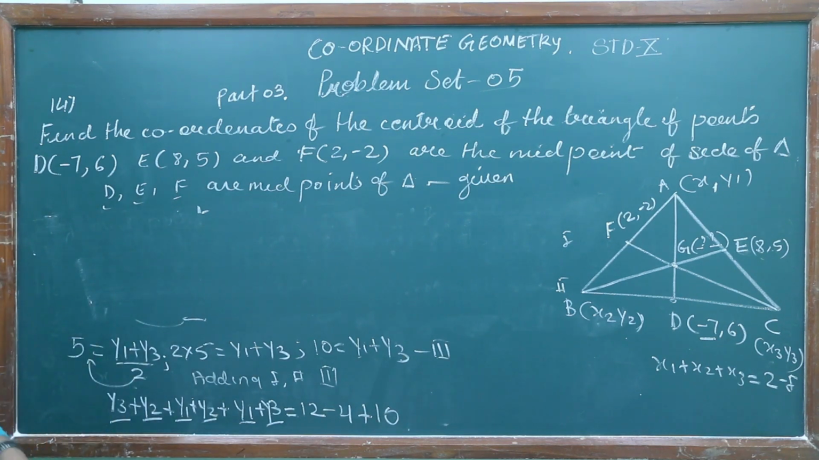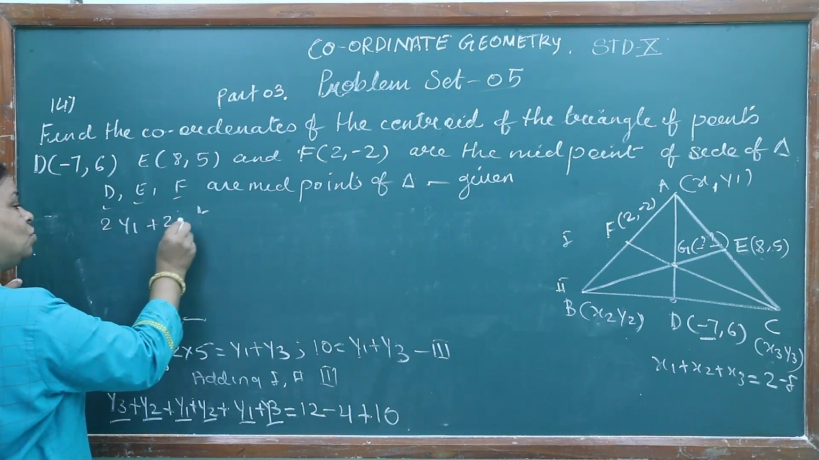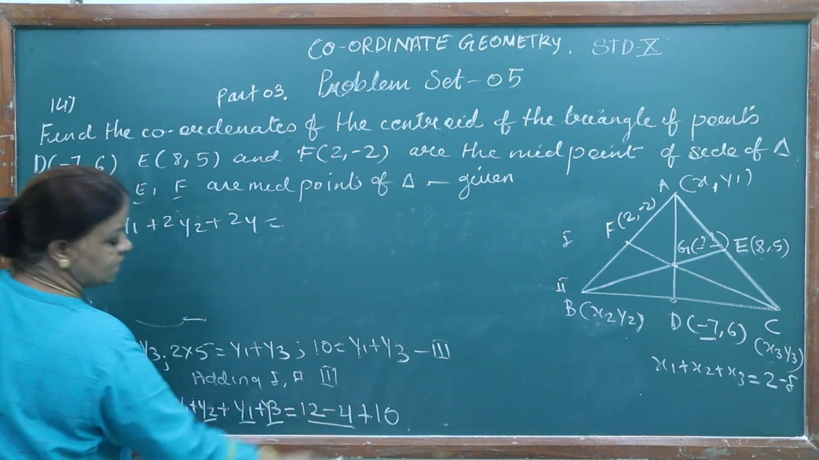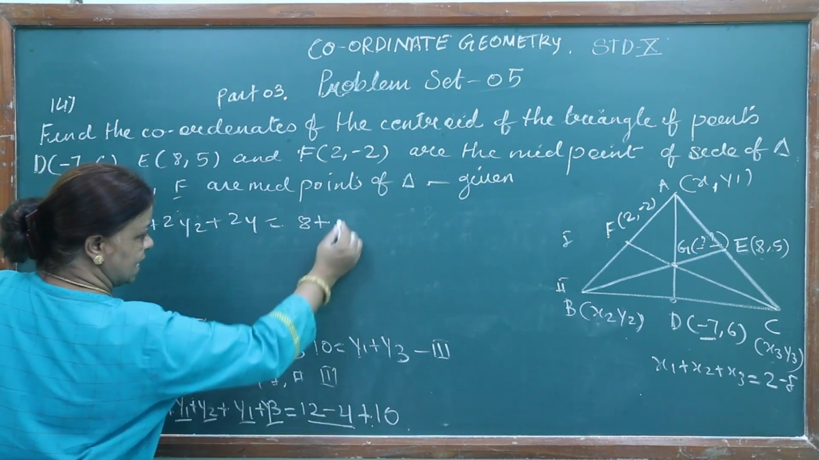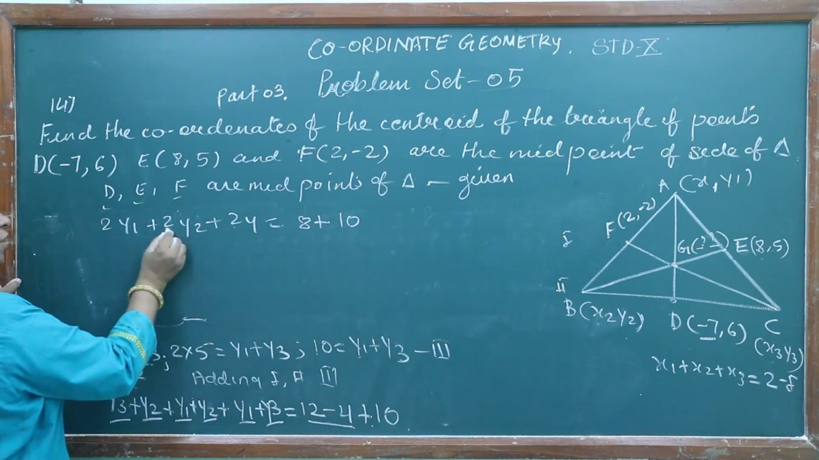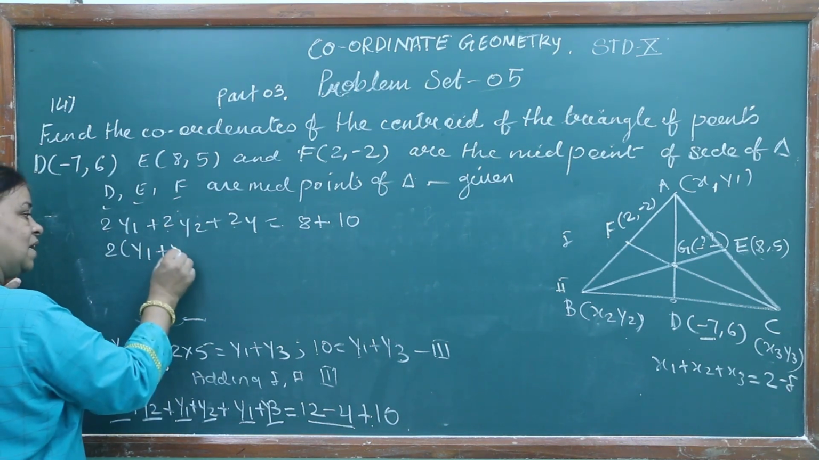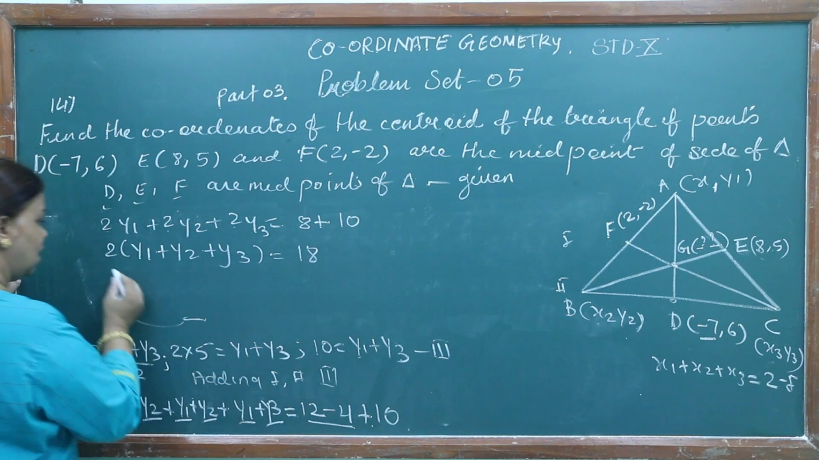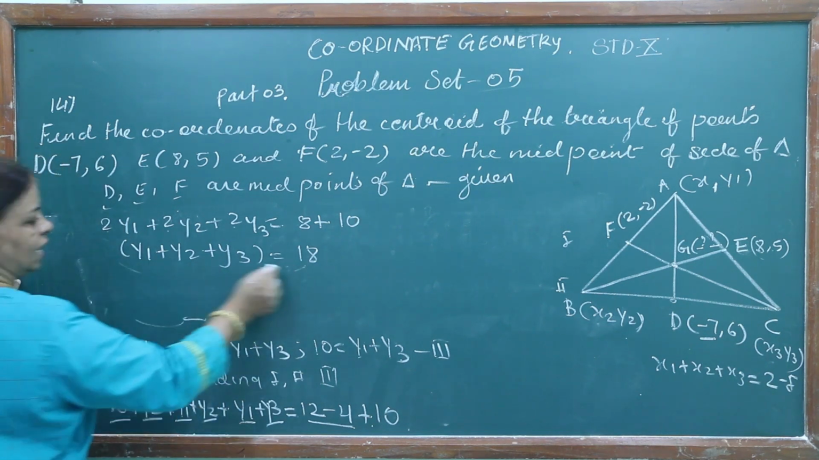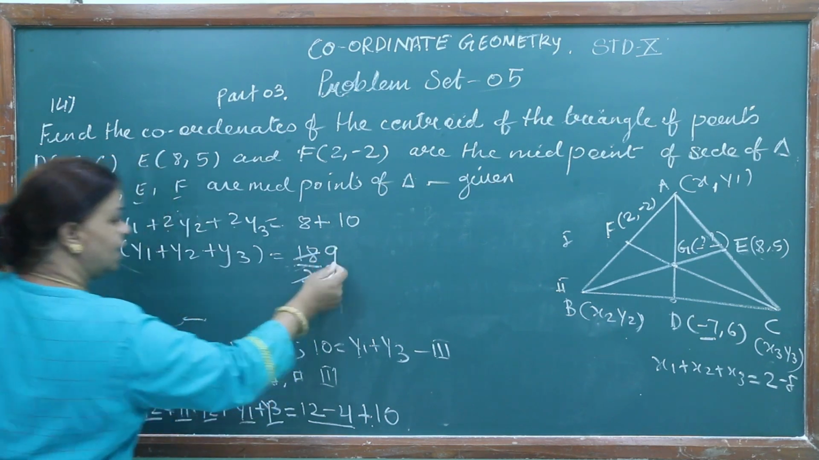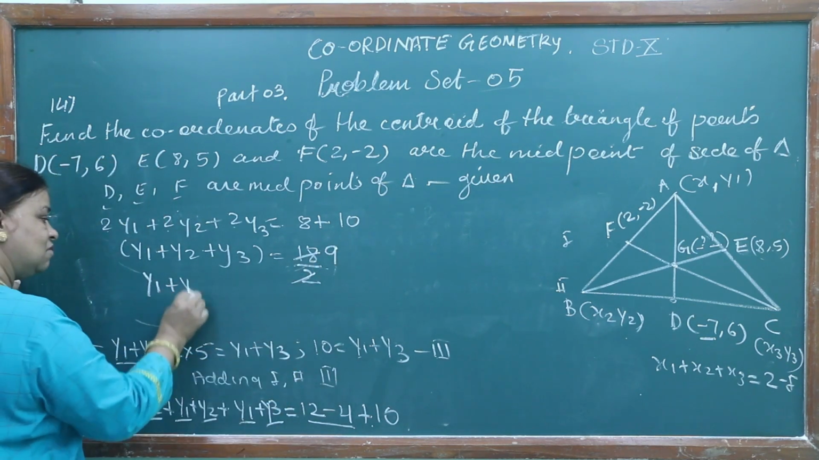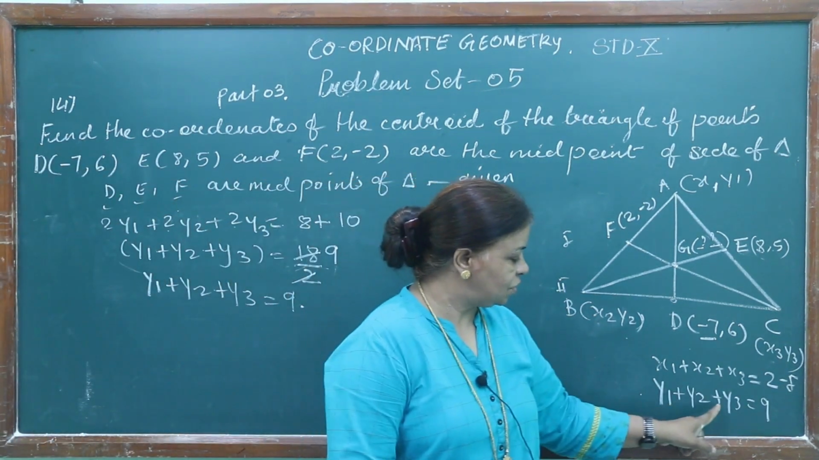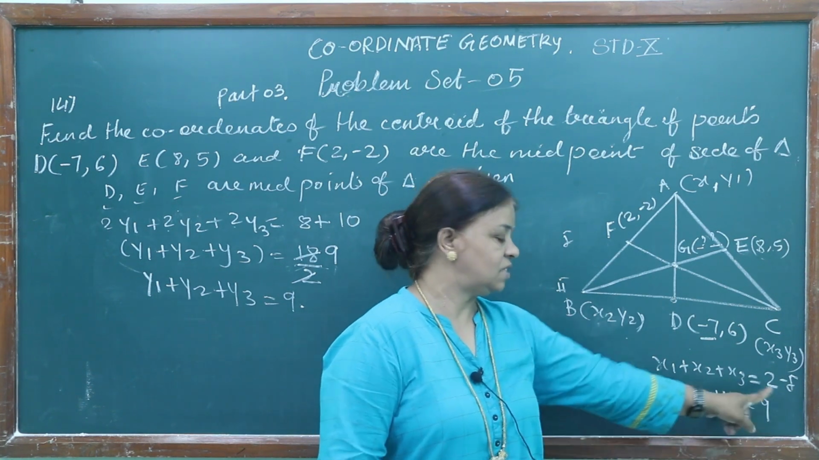So what do we get? We get 2y1 plus 2y2 plus 2y3 is equal to 12 minus 4, which is 8, and 8 plus 10, that is 18. If I take 2 common, that would be y1 plus y2 plus y3 equal to 18. Now 2 will go down and divide 18, 2 nines are 18, so we are getting y1 plus y2 plus y3 is equal to 9. Children, we got y1 plus y2 plus y3 is equal to 9, and x1 plus x2 plus x3 is equal to 2.